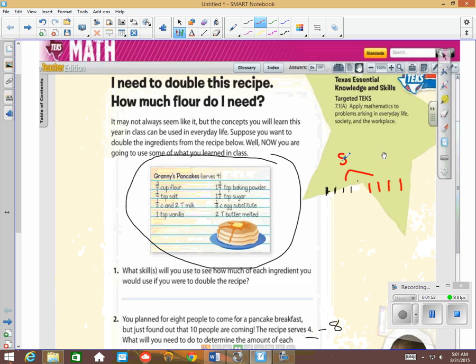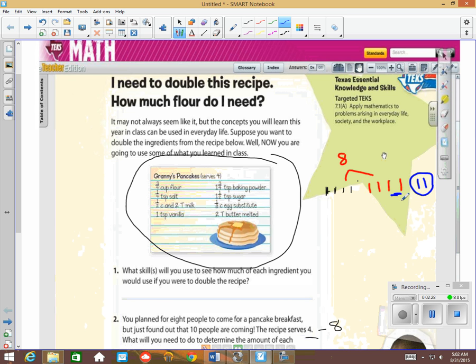Okay. But somebody extra is coming. I don't know why, but you got 2 more people coming. Okay. So you got to do more than double, right? So I'm just going to put 2 more marks here. Okay. So when you see these 2 extra people, okay, how does that compare to the full recipe? Okay, you're right. It's half. 2 is half of the full recipe.